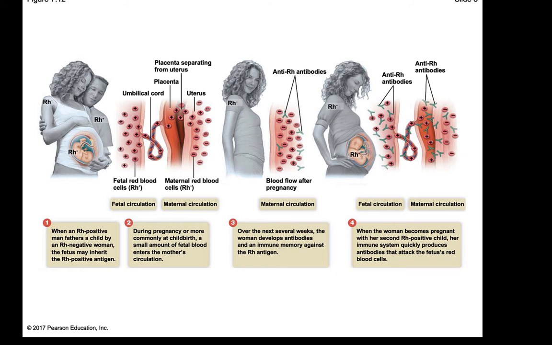So these women are typically given an injection called RhoGAM, and what that does, it actually suppresses the antibodies so the pregnancy can go to term.